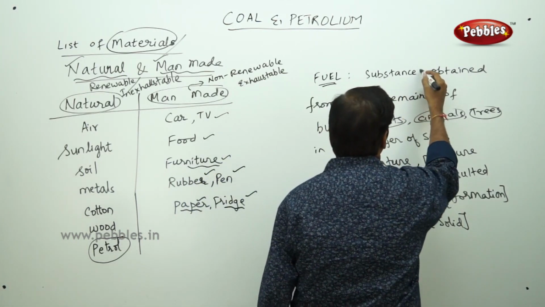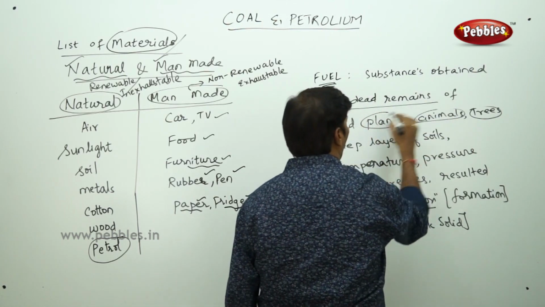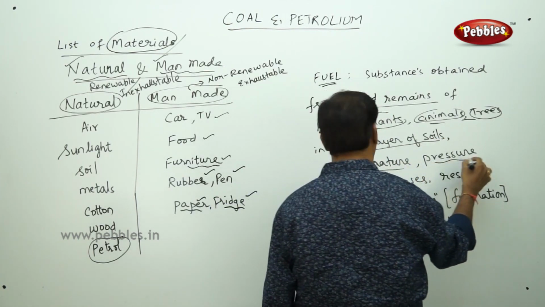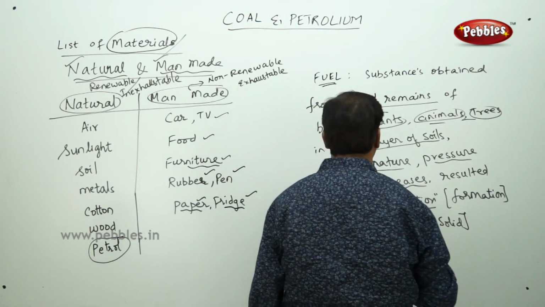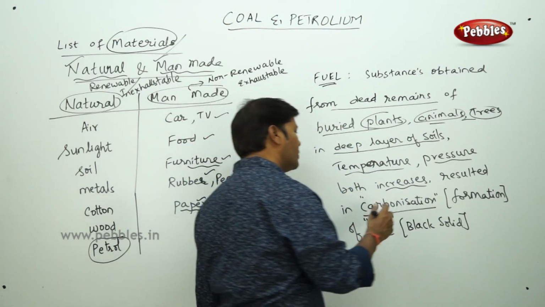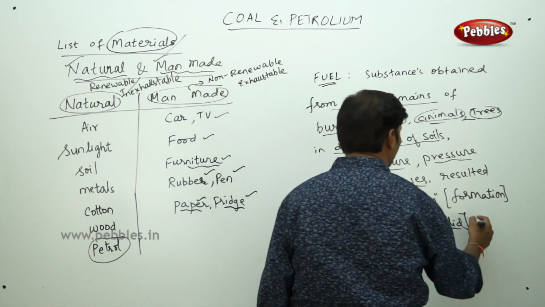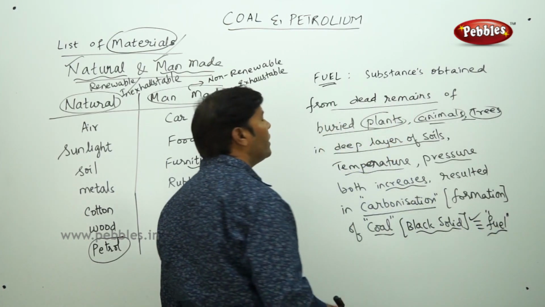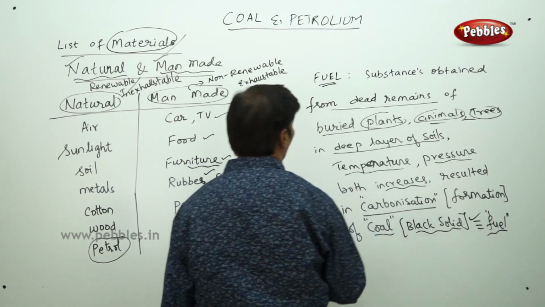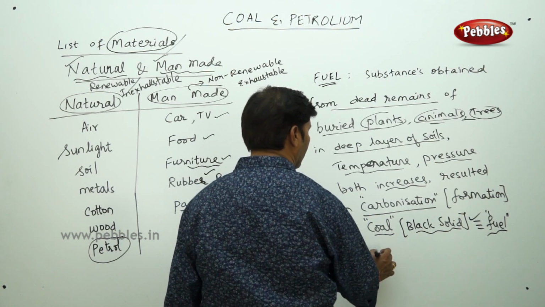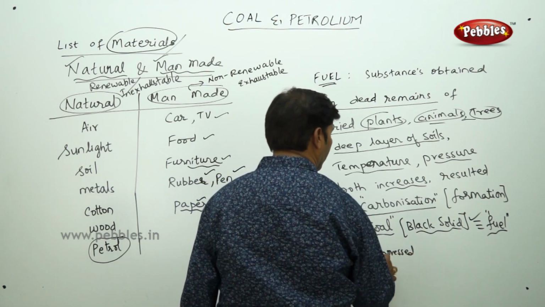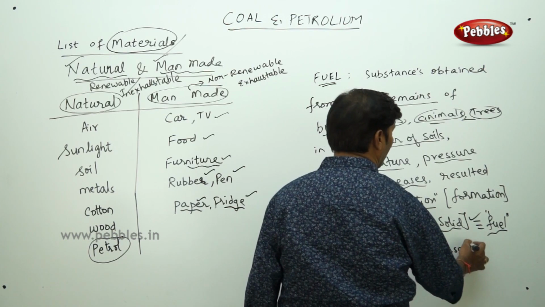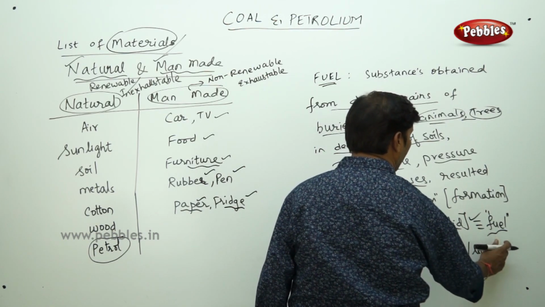So that means the substances obtained from the dead remains of the buried plants, animals and trees in the deep layers of the soil, resulted in high temperature and pressure, which both increase. When high temperature and pressure increase, that results in the carbonization, the formation of coal. That coal is nothing but a black solid, and this black solid results in the formation of a fuel. I mean to say, this fuel has been compressed for millions of years. Because of the compressed phenomena, we have found that plenty of gases, liquids, solids have been produced.